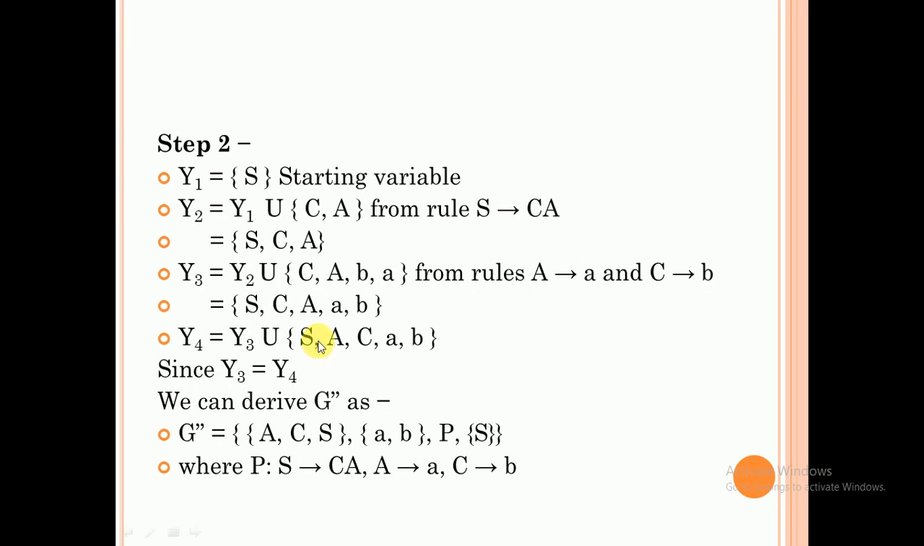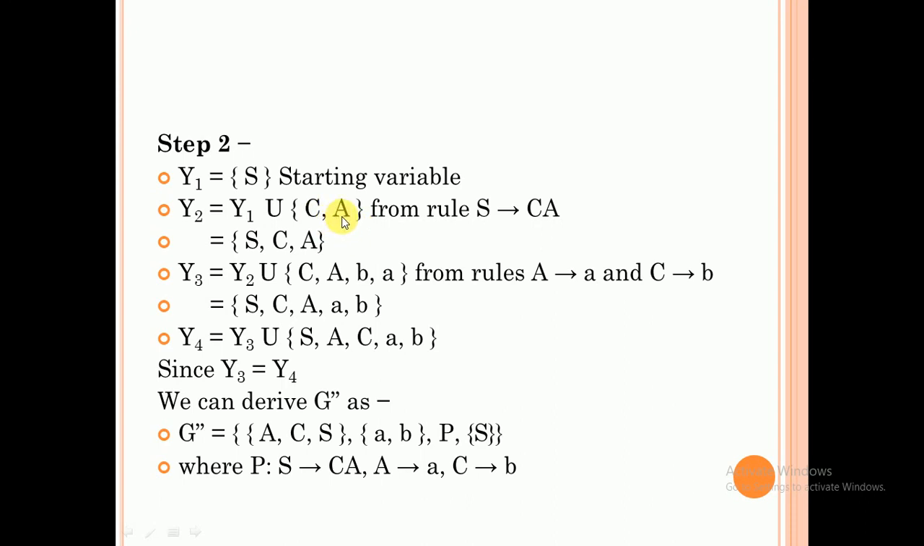Step 2 says the construction of y1. y1 is equal to the starting variable. You will have to include only the starting variable in y1. Then the construction of y2. y2 is equal to y1 union. You need to check the right side of S. Here you have capital C, capital A on the right side of S. That is the reason I have written capital C, capital A.